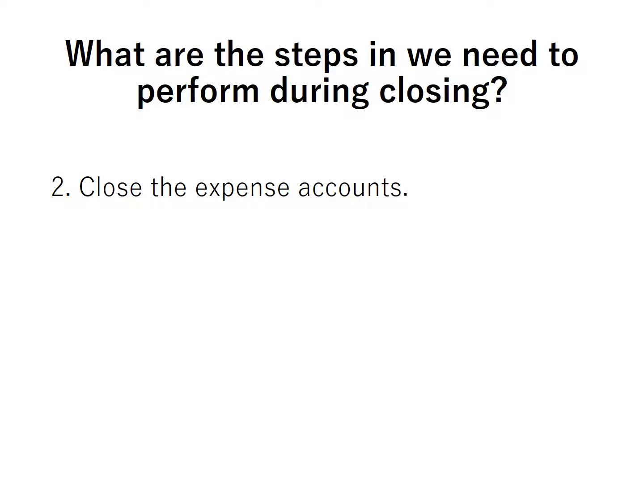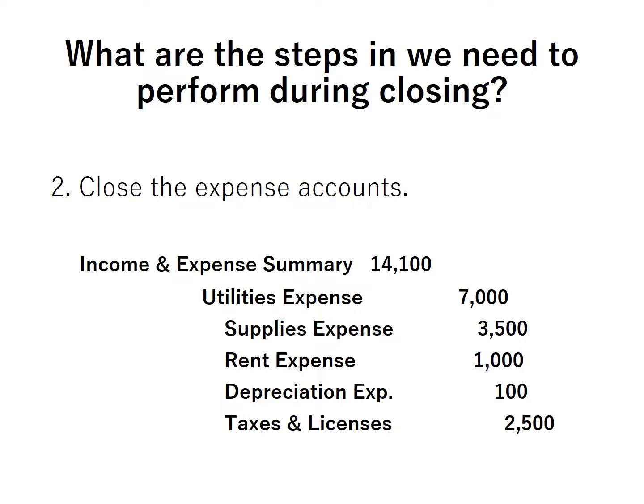To close the expense accounts, we are going to debit income and expense summary account for 14,100 and credit all the expense accounts: utilities expense 7,000, supplies expense 3,500, rent expense 1,000, depreciation expense 100, and taxes and licenses 2,500. When we credit these expense accounts, we are reducing their balances.